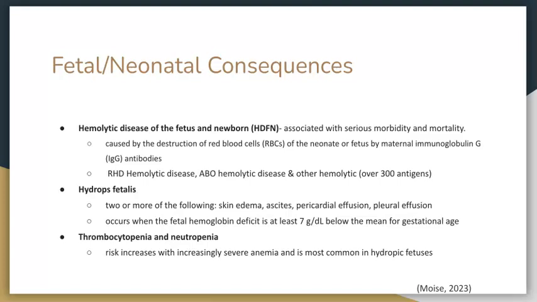Hydrops fetalis would be two or more of the following: skin edema, ascites, pericardial effusion, or pleural effusion, and occurs when the fetal hemoglobin deficit is at least 7 grams per deciliter below the mean for gestational age, and then thrombocytopenia and neutropenia. This increases the risk of severe anemia. It is more common with hydrops fetalis.